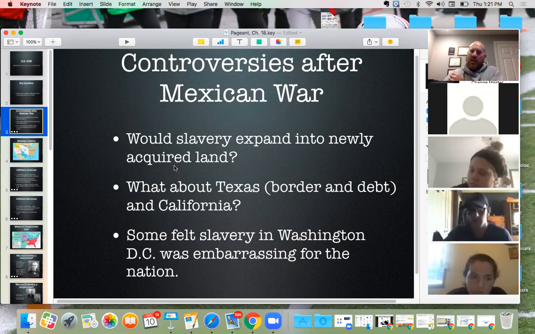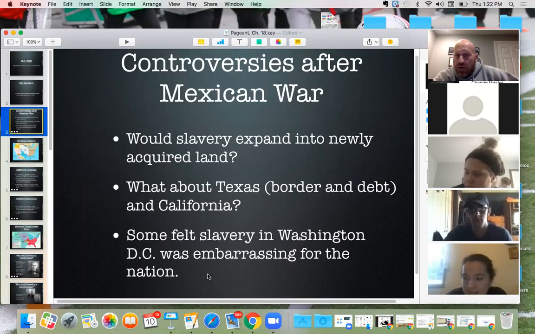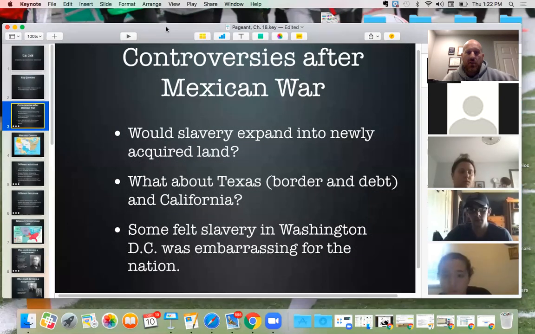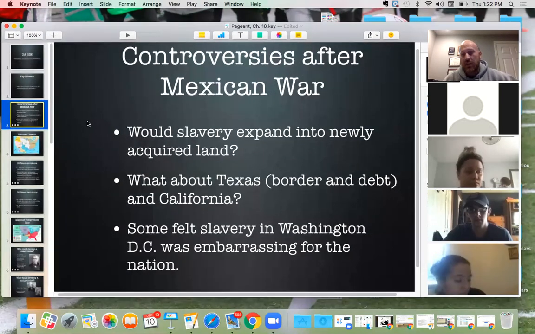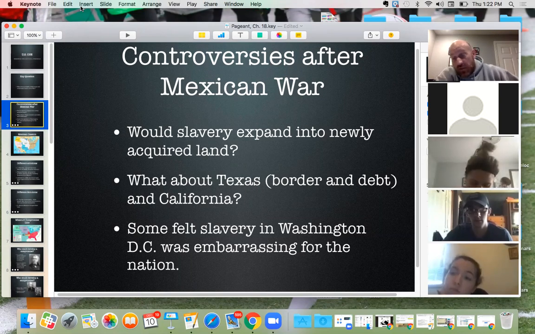And then another issue that comes up, notice these are controversies after the Mexican-American War. The other issue is, what about slavery in Washington, D.C.? There's a growing movement, and maybe you're reading about this in your Garrison article or the chapter we dealt with yesterday. Some felt slavery in Washington, D.C. is very embarrassing to the nation. And so abolitionists are advocating that slavery should not be in Washington, D.C., which is interesting because Washington, D.C. is actually located in the South, or at least the upper South, right?